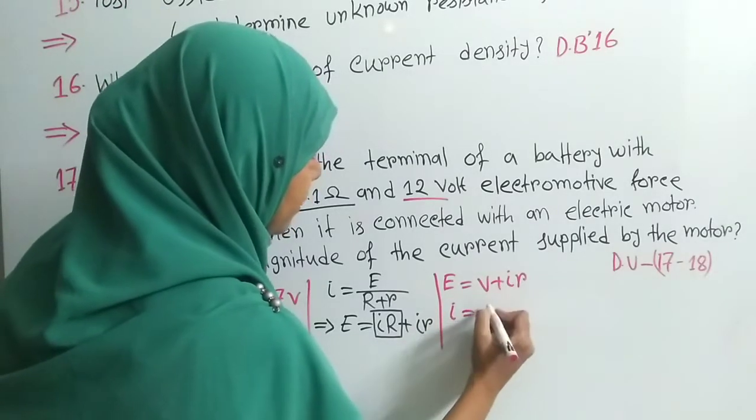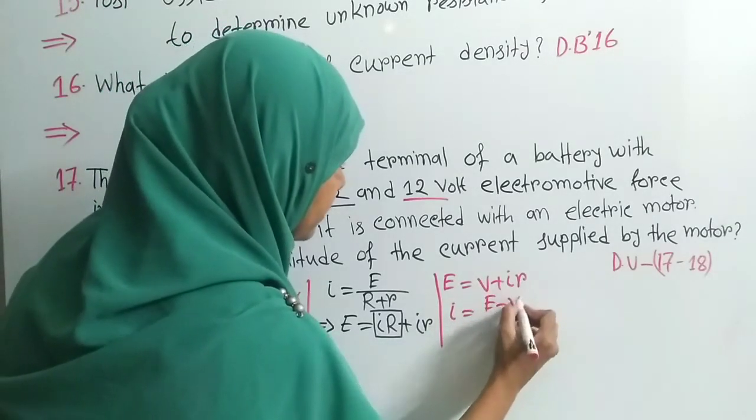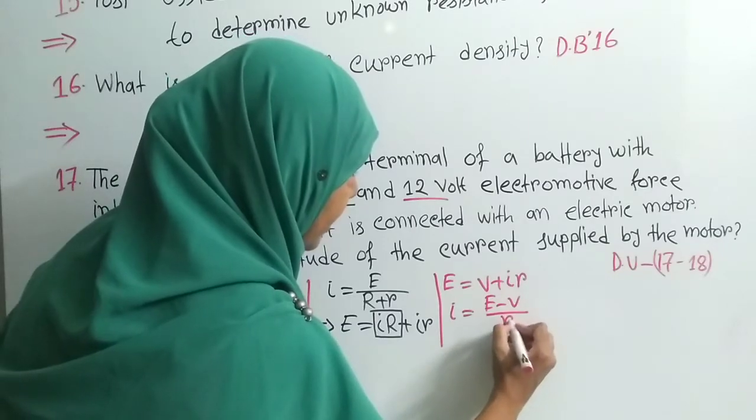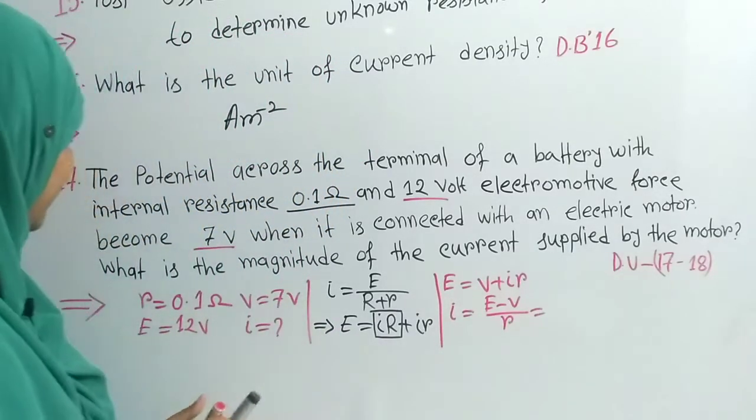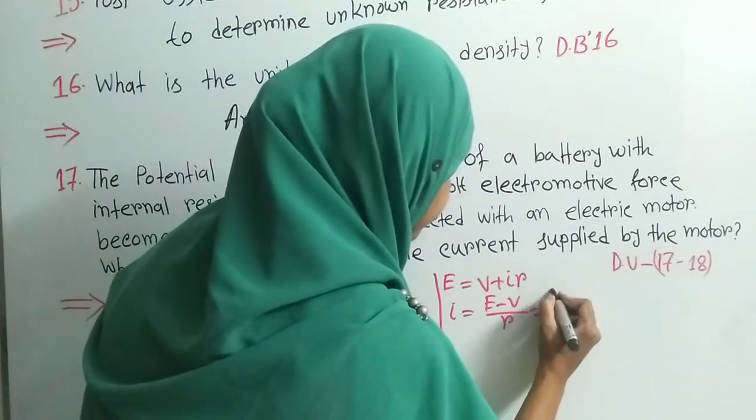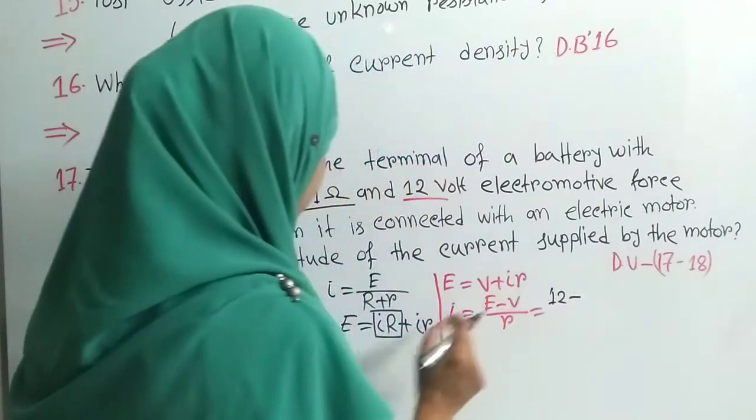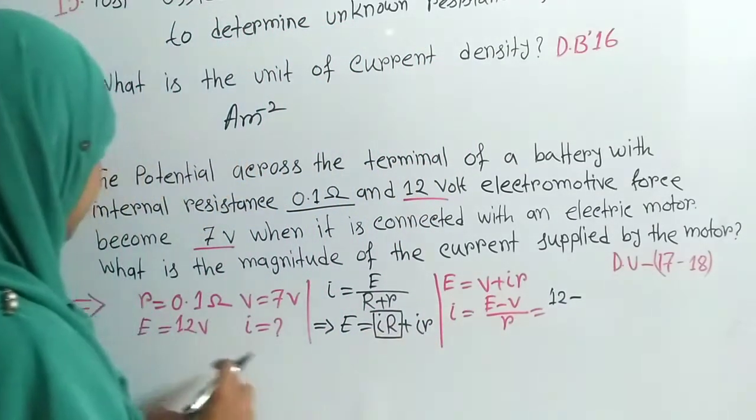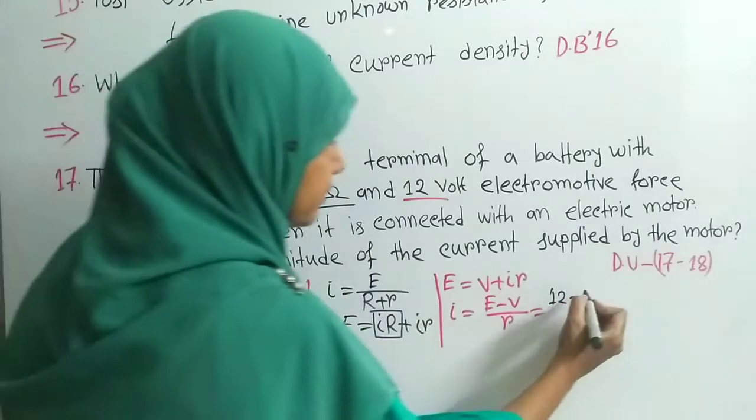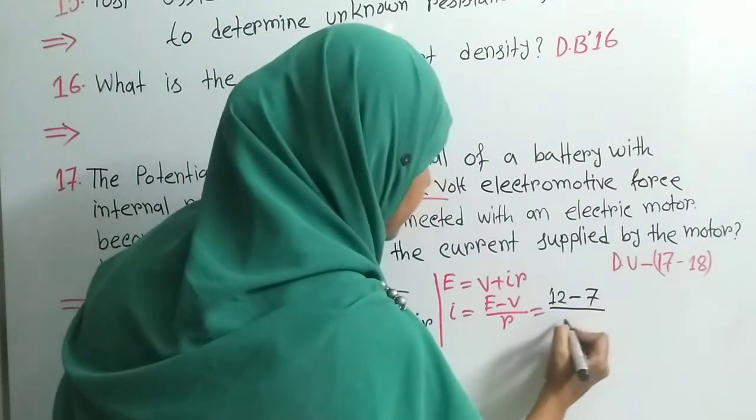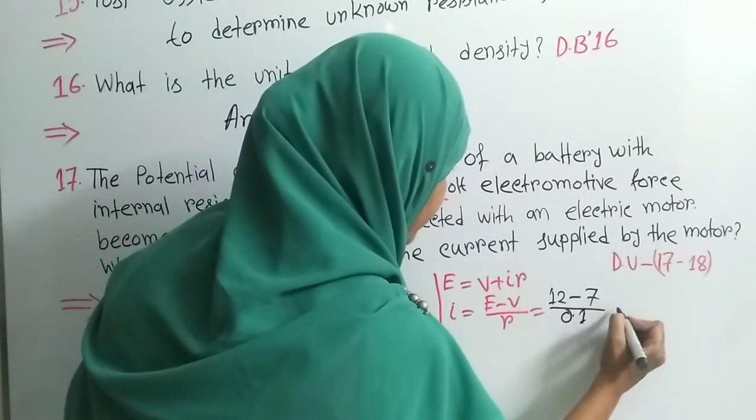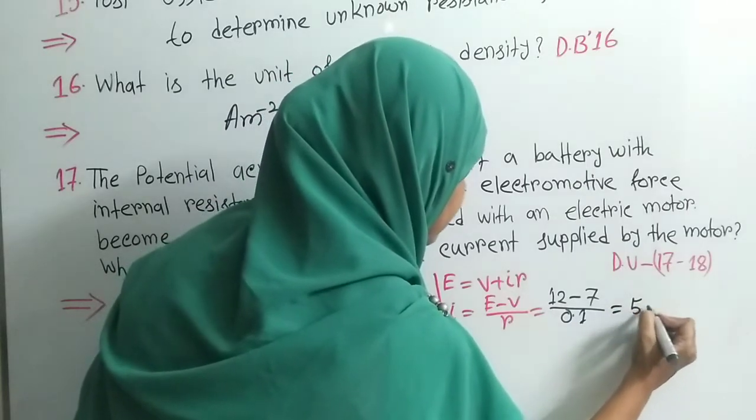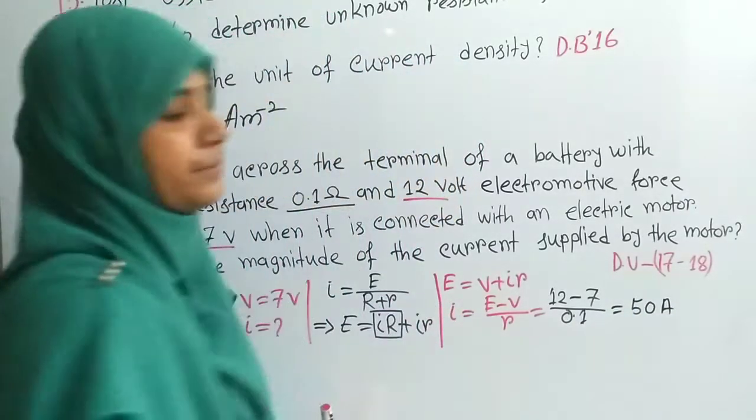I is equal to (E minus V) divided by R. Now the value of E is 12. V, that is the product of IR, is given here as 7, and the value of small r is 0.1. So you will get the answer 50 ampere.